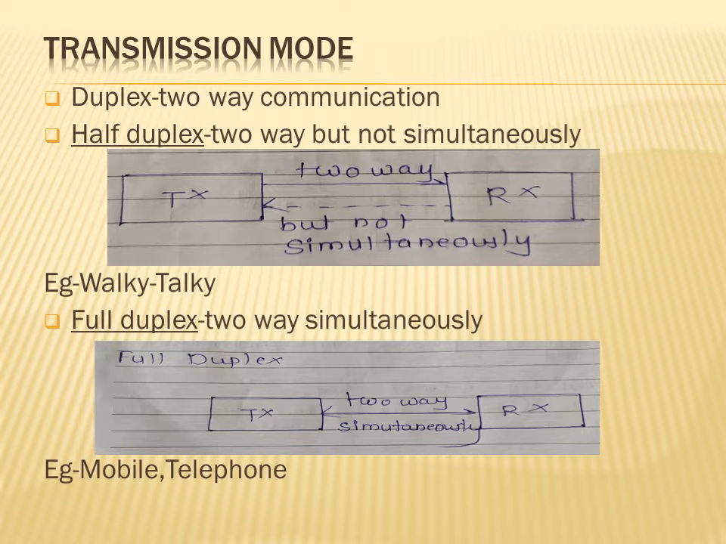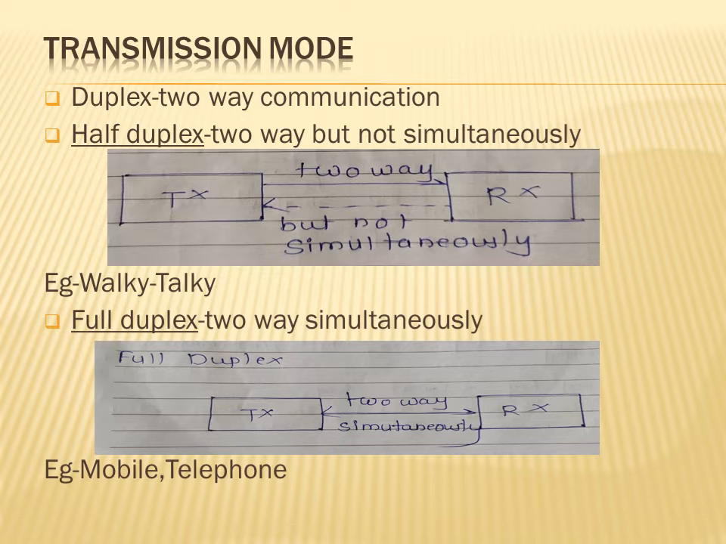Again, the figure of half duplex is shown. It consists of a transmitter and a receiver. It either transmits the signal or receives the signal. It is two-way but not simultaneous. An example of half duplex is the walkie-talkie. In a walkie-talkie, you can either talk or hear.